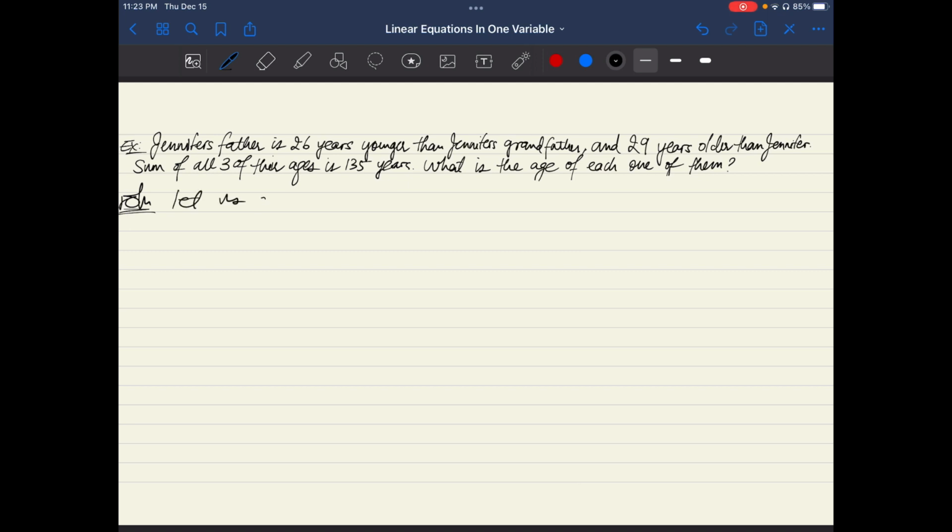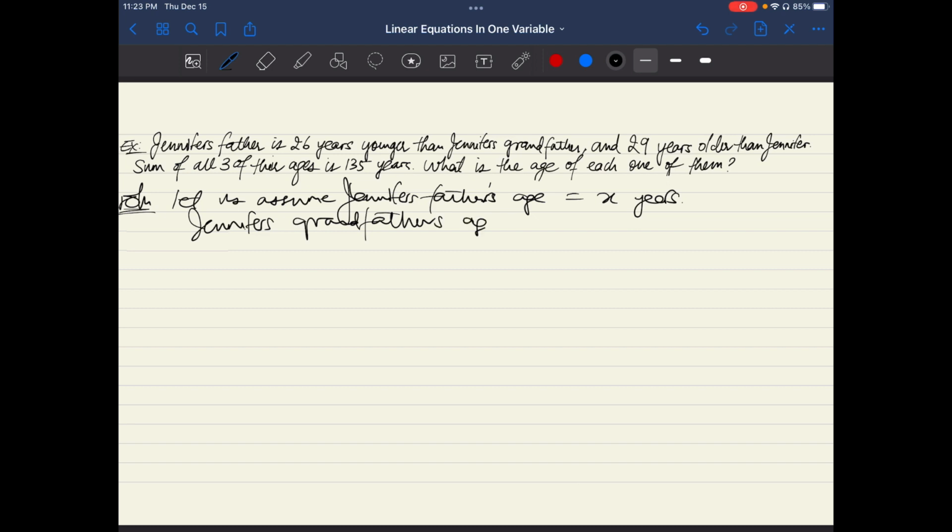So let us assume that Jennifer's father's age is X years, which means Jennifer's grandfather's age will be X plus 26 years, since Jennifer's father is 26 years younger than Jennifer's grandfather. And what will be Jennifer's age? Jennifer's age will be X minus 29 years. Why? Because Jennifer's father is 29 years older than Jennifer, right?